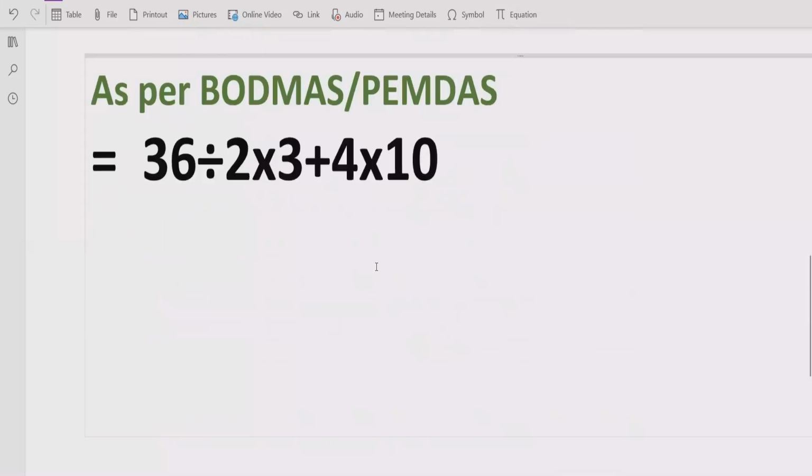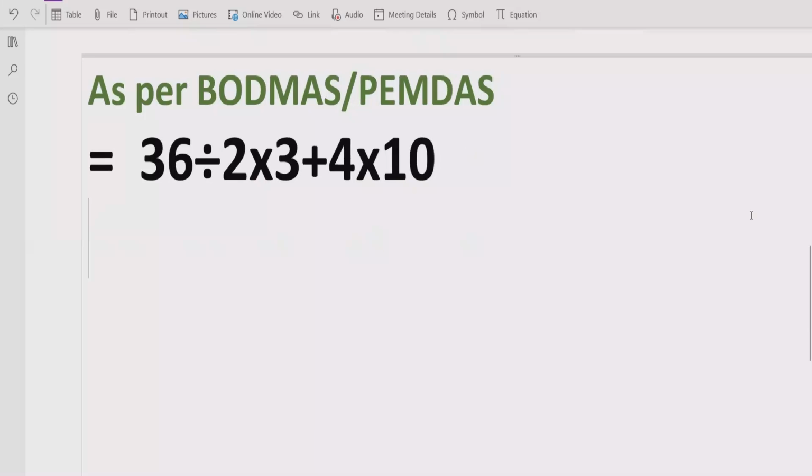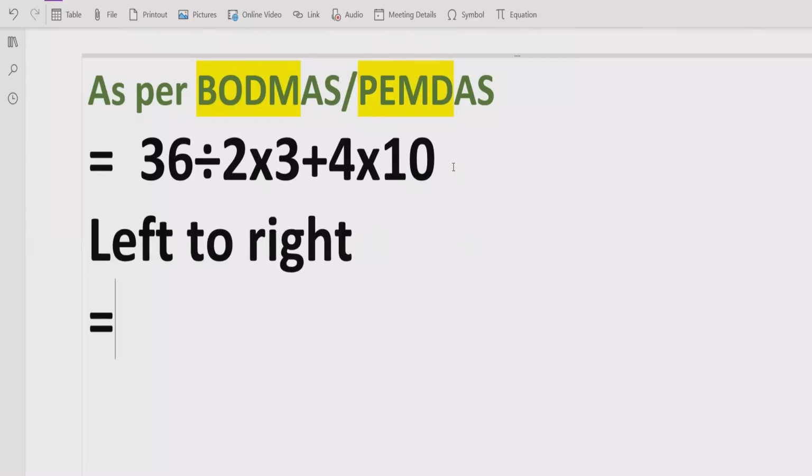According to the BODMAS and PEMDAS rule, first of all, we have to solve the bracket. But in our expression, we do not have any bracket. And also, we do not have any order or any exponent part in our expression. So we can skip this step right now. Now we will go for division and multiplication, or you can say multiplication and division.